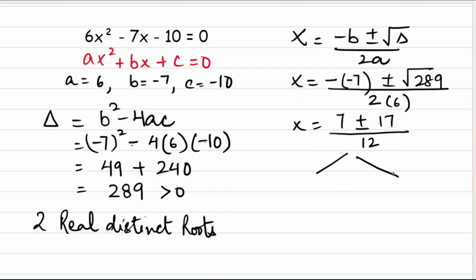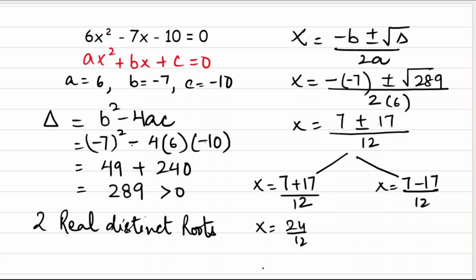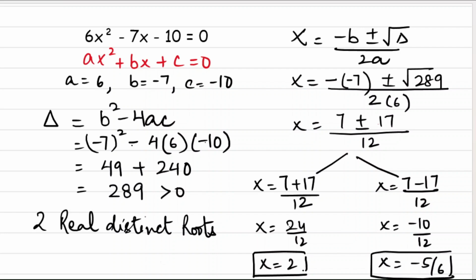And again, it will give me two solutions of x. x equals 7 plus 17 divided by 12, and the other one is 7 minus 17 divided by 12. So x equals 7 plus 17 is 24, and 24 divided by 12 is 2. So this is one of the solutions. From here, I would get 7 minus 17 is minus 10 over 12, and minus 10 over 12 on simplifying will give me minus 5 over 6. So x equals 2 and x equals minus 5 by 6 are the two roots or solutions of this quadratic equation.